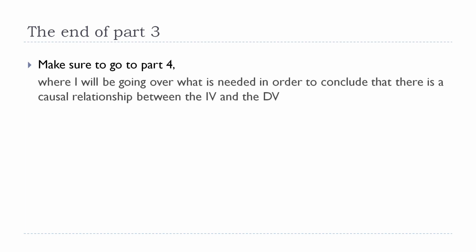Apparently I can't read. Part 3. Make sure you go to part 4, where I will be going over what is needed in order to conclude that there is actually a causal relationship between the independent and dependent variables. What do I mean by that? Well, you've all probably heard the phrase association does not infer causation. An association just means a relationship. It's another word for relationship.